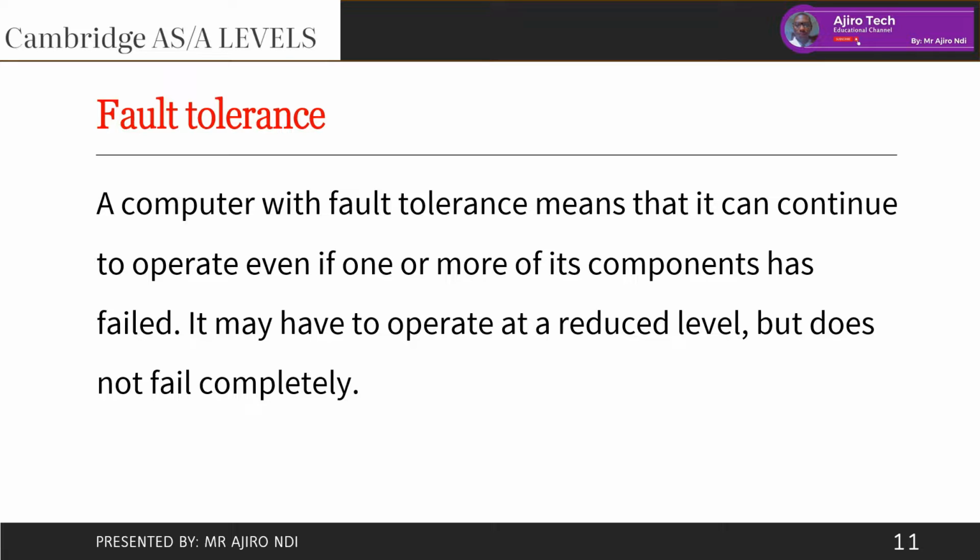Now, why in operation? Okay, if a processor fails to function, what happens to it? Pause the video and tell me the answer. What happens? If a processor fails to function, what happens? Yes, the system is able to switch to another processor without disrupting the processing of data.